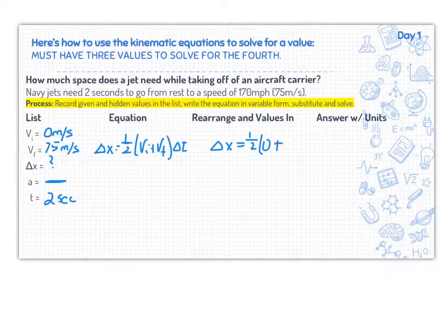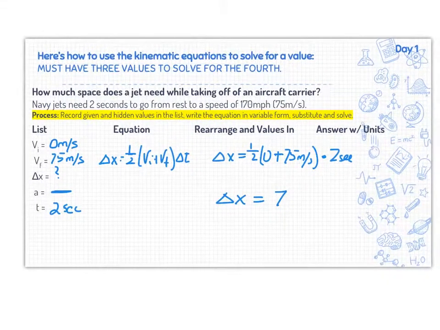Rearranging, I'm going to substitute my values in, knowing delta x is equal to 1/2 times 0 for the initial velocity, plus 75 meters per second for the final, times 2 seconds. This will solve then for 75 meters, which would be the answer for the distance traveled while this jet is taking off.